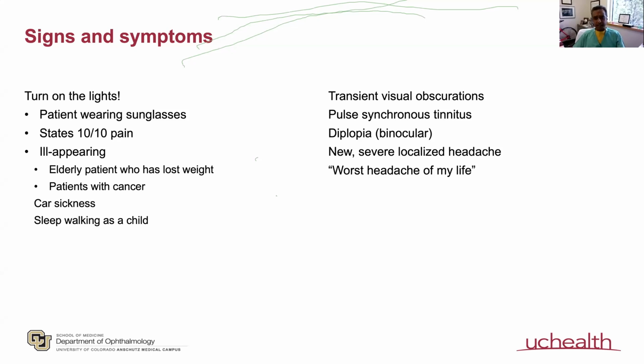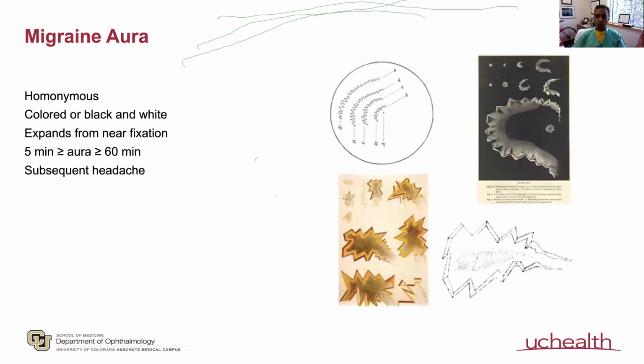But things that argue against it: transient visual obscurations make me think of papilledema, right? It's not going to make me think of migraine aura. And patients with pseudotumor cerebri and papilledema can have photopsias, perhaps because of tugging of the vitreous on the optic disc. Pulse synchronous tinnitus, again, goes along more with pseudotumor. Binocular diplopia, of course, is not characteristic of migraine headache, nor is a new severe localized headache, and of course, worst headache of my life. A headache that is always in the same place is always a little bit worrisome. And this is, again, just another example of the drawing of those fortification spectra.